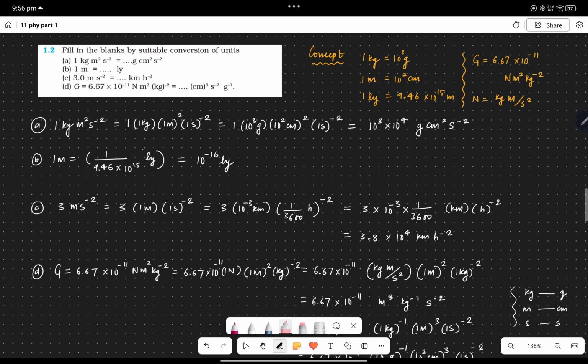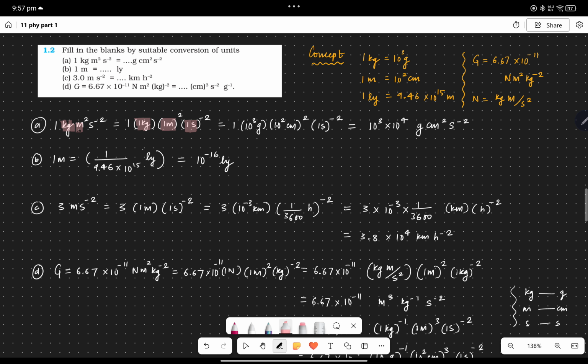For this conversion, first of all, write this kg as 1 kg in bracket. For meter, you have to write 1 meter square in bracket, that I have written. And for second, you have to write 1 second and minus 2 as a bracket. Similarly, you have to do, and then you have to do the operation.